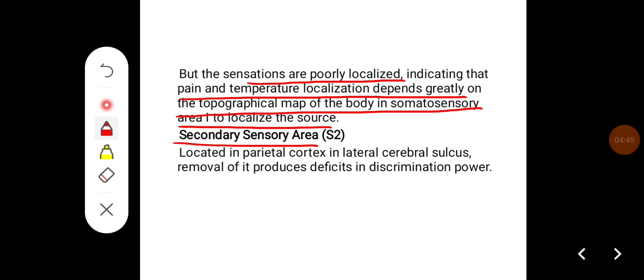Secondary sensory area is located on the parietal cortex in the lateral cerebral sulcus. Removal of it produces deficits in discrimination power.